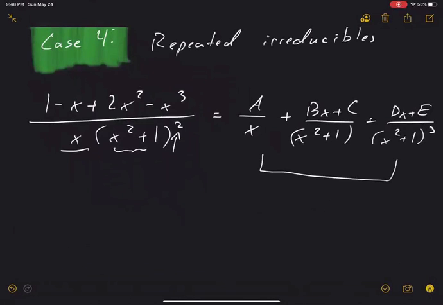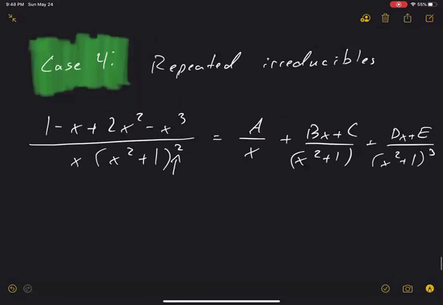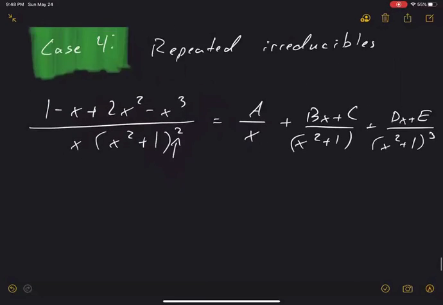And then again, the rest of the steps are all the same. I would multiply this denominator to both sides, and I'd solve for my A, B, C, D, E. So that I think we can just set up. I'll do more examples in the problem video.